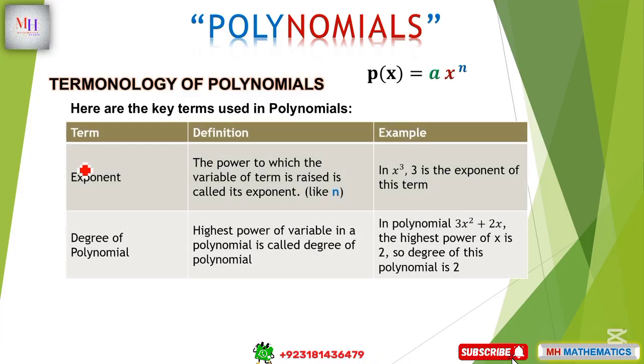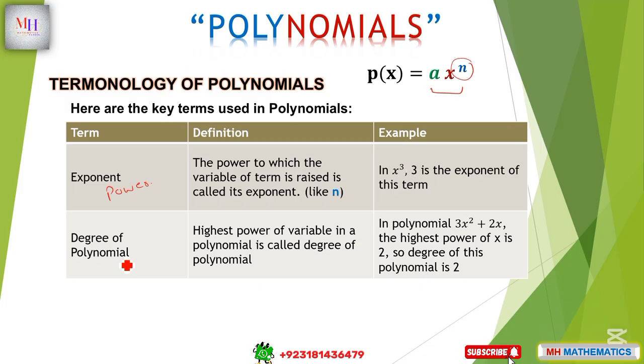Next we have the exponent, which can also be said to be the power. The power to which a variable of a term is raised is called its exponent. Like in this polynomial, the power is n and it is always a whole positive number. For example, in x^3, 3 is the exponent of the term because this x is raised to the power 3.